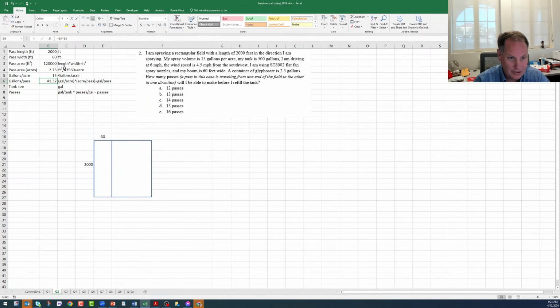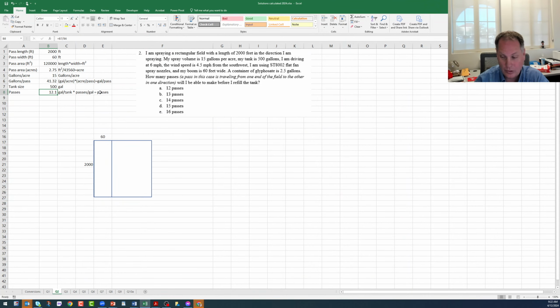I guess I should read what I have on the right hand side. I'm spraying 15 gallons per acre. Multiply that by the number of acres per pass, and that comes out to 41.3 gallons per pass. And now I can do the 500 gallon tank divided by the number of gallons per pass, and that gives me the number of passes that I can make, which is about 12.